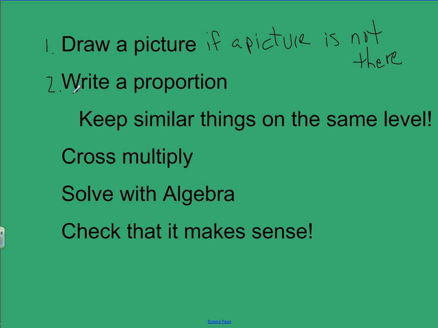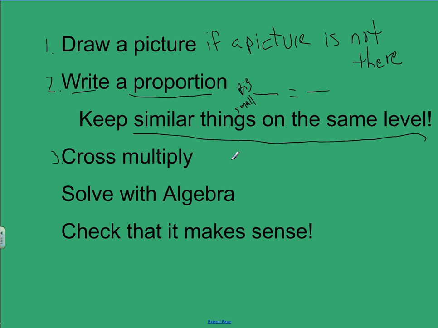After that, you're going to write a proportion. In class today, we talked about the fact that we had to keep the same things on the same level. When we made a proportion, we had a fraction equals another fraction. I told you to make a little note over on the side, like maybe the top was the measurements from your big shape, and the bottom could be measurements from your small shape, and that helps you keep things lined up. That's what I mean by keep similar things on the same level. Otherwise, you're setting up your proportion all wrong, and it's going to cause a lot of problems for you.